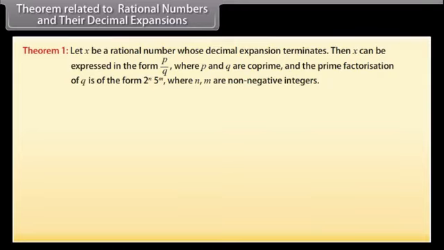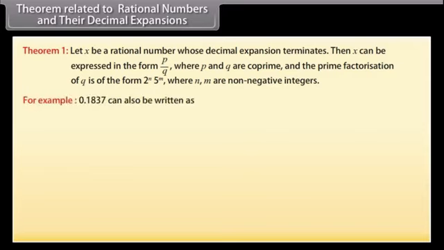Theorem related to rational numbers and their decimal expansions. Let x be a rational number whose decimal expansion terminates. Then x can be expressed in the form p upon q, where p and q are co-prime, and the prime factorization of q is of the form 2 raised to the power n, 5 raised to the power m, where n, m are non-negative integers.